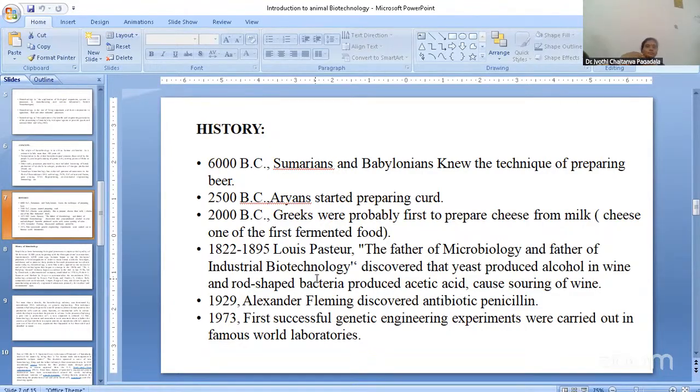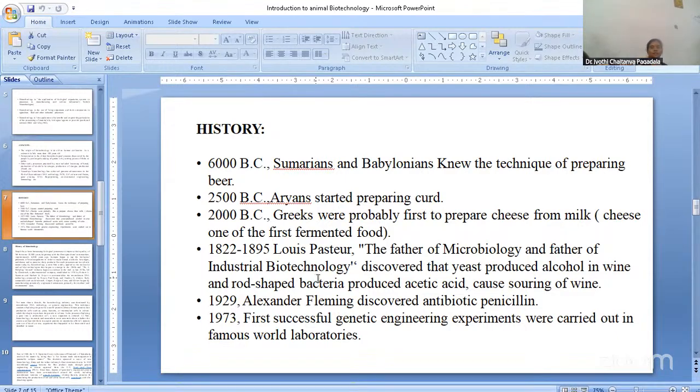Louis Pasteur is the father of microbiology and the father of industrial biotechnology. He served biotechnology from 1822 to 1895, and in that time he discovered the yeast for the production of alcohol, and he identified the bacilli, rod-shaped bacteria, for the production of acetic acid.